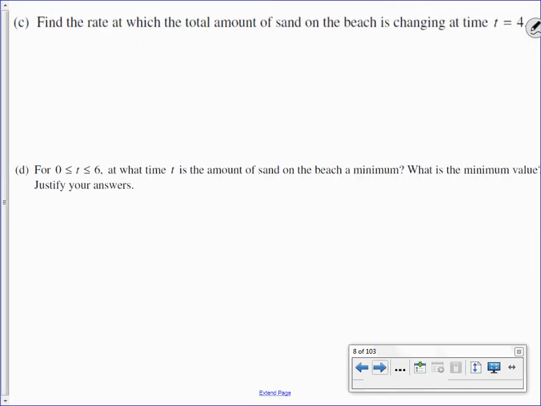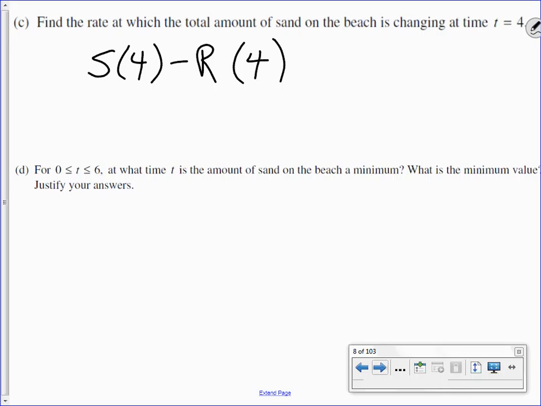Find the rate at which the amount of sand on the beach is changing at time t equals 4. If you integrate a rate, you're not going to have a rate anymore. Do you want to integrate a rate? No, we want a rate. We want the rate at which the amount of sand is changing. They've given us rate in, they've given us rate out. So it's S of 4, the rate in minus the rate out at 4.